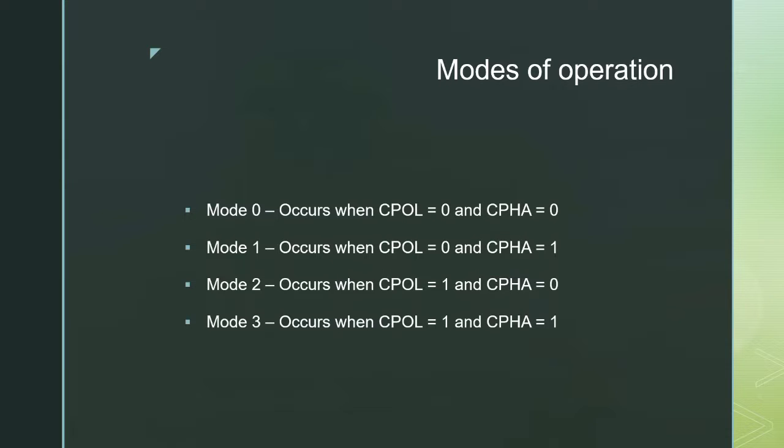Mode 2. It occurs when clock polarity is high, clock phase is 0. During this mode, data transmission occurs during rising edge of the clock. Mode 3. Mode 3 occurs when clock polarity is high, clock phase is 1. During mode 3, data transmission occurs during rising edge of the clock.